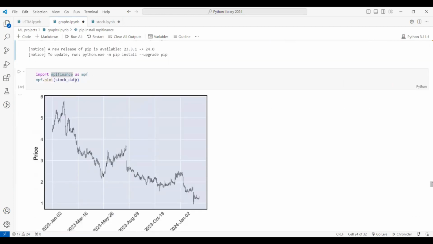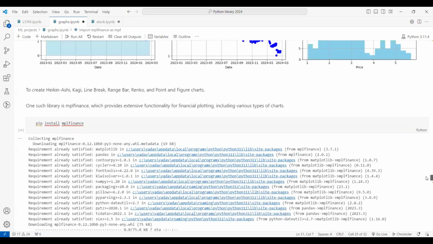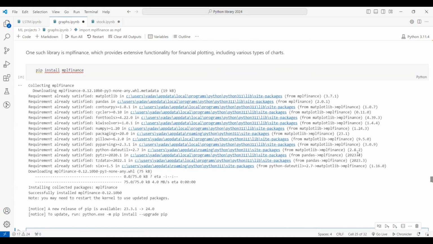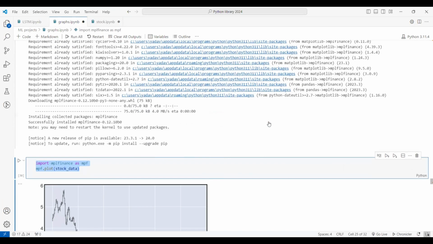mplfinance. So I already have the stock data in the variable stock_data, and the company that we are dealing with over here is TCS. So we are analyzing the TCS data. Now I'm going to plot a few graphs which are named over here, showing how we can plot the Kagi, line break, range bar, Renko, point and figure chart.